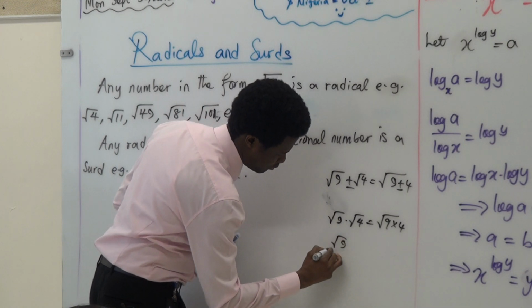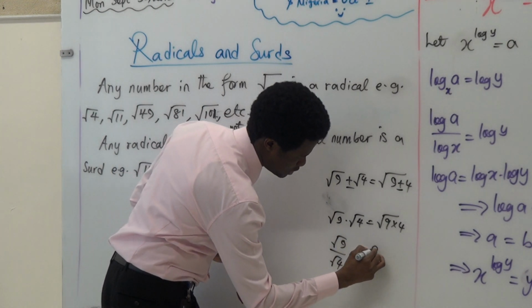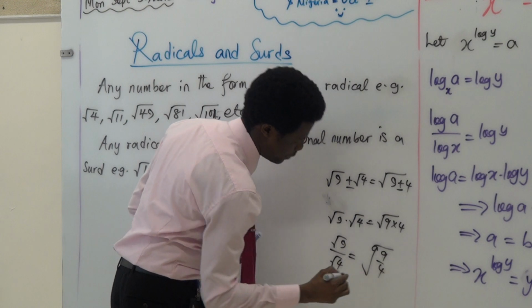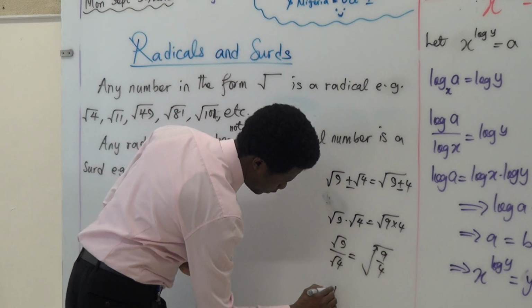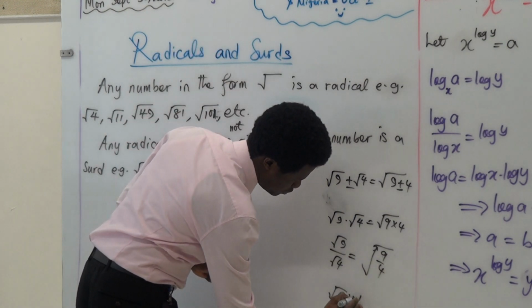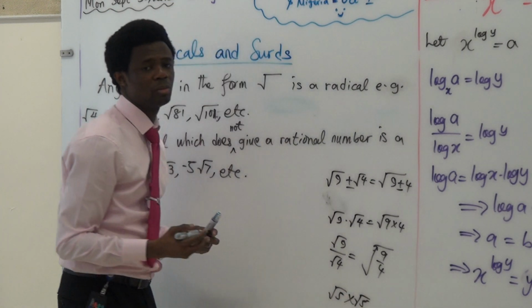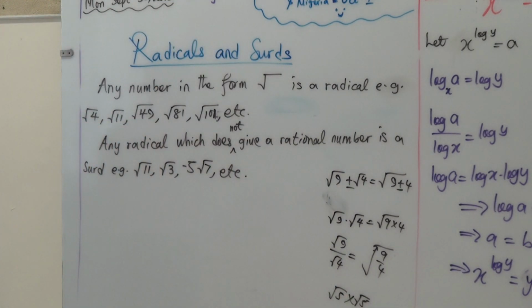Check if the square root of 9 divided by the square root of 4 is the same as the square root of 9 divided by 4. And check what happens if two surds or two radicals multiply. The square root of 9 times the square root of 4, and 9 times 4 is 36. So the times is the same.